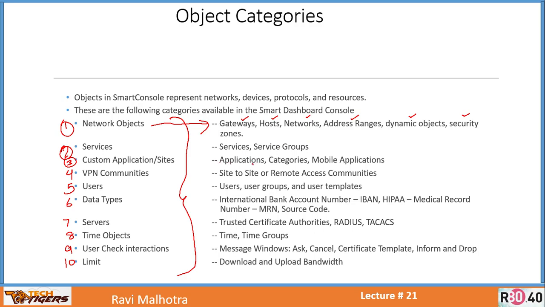Services, service groups, application categories, mobile applications, VPN, users, groups, user templates, roles. Data type is used in the DLP blade. Then you can create additional servers, Active Directory, RADIUS, TACACS. You can create time objects, different types of information objects, and then different types of download and upload bandwidth related objects.